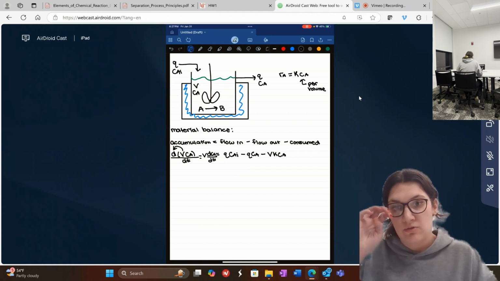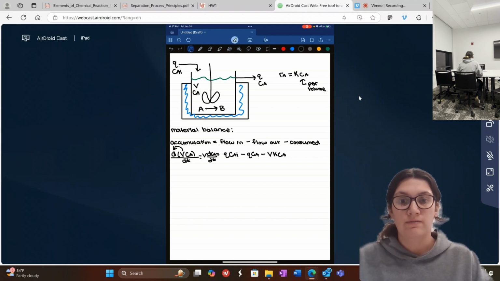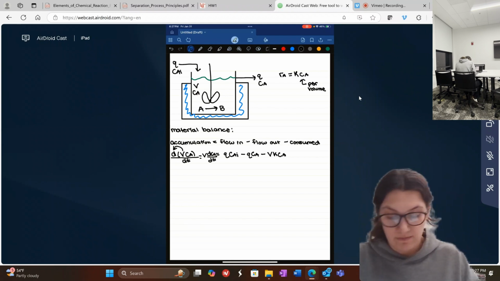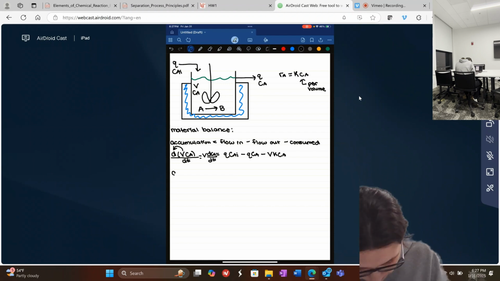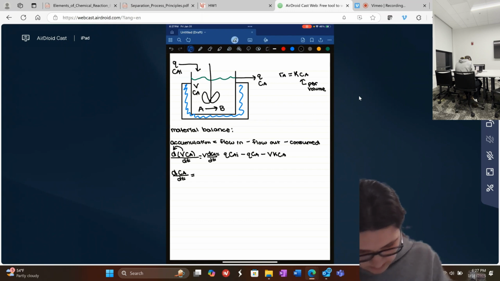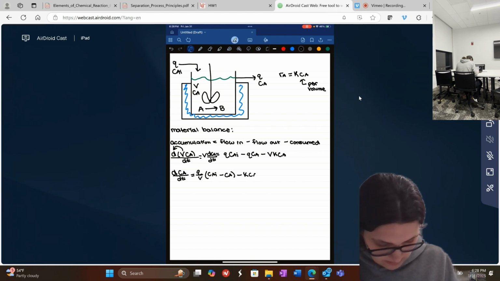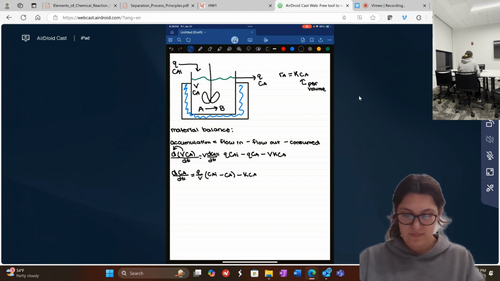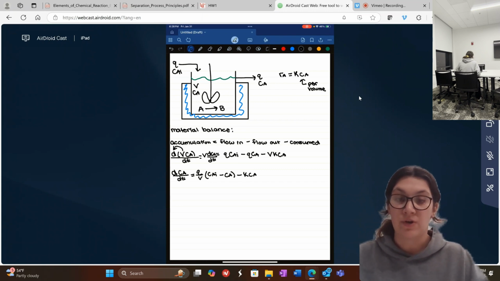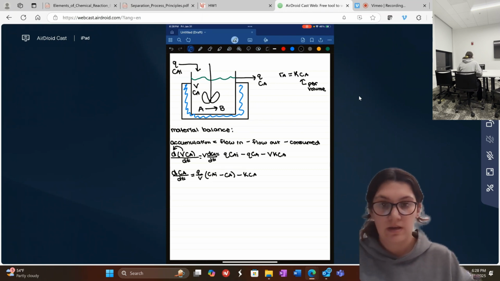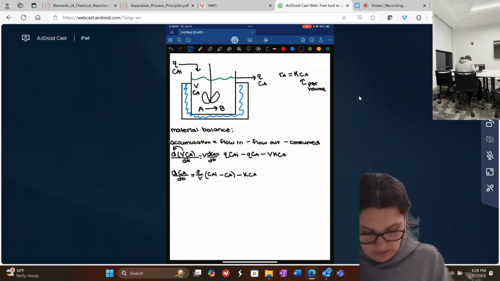Next, we want to isolate that derivative, so we're going to divide both sides of the equation by volume. dC_A/dt is equal to Q over V times C_A0 minus C_A, minus K C_A. And then we have our equation for the material balance. Next, we can move on to the energy balance.